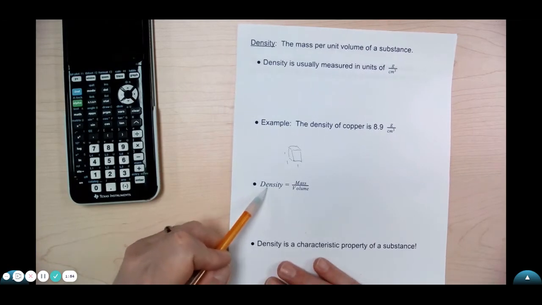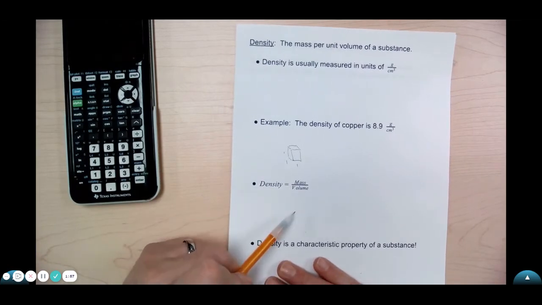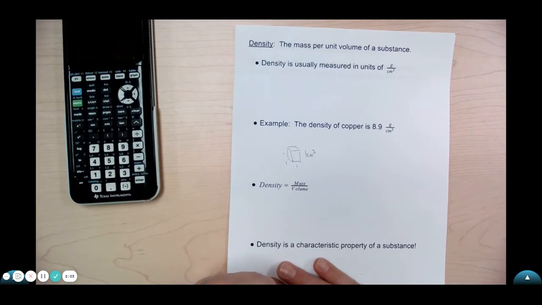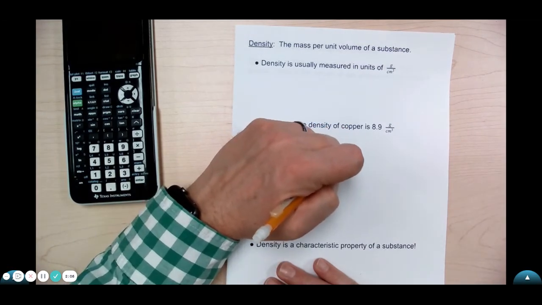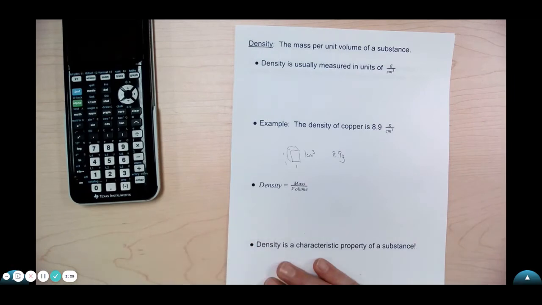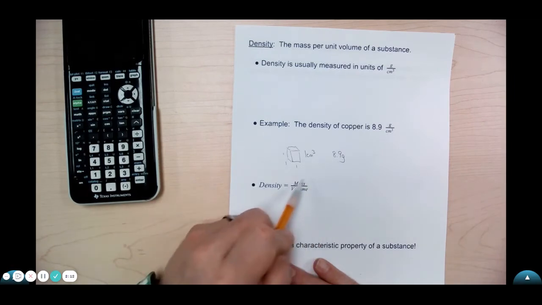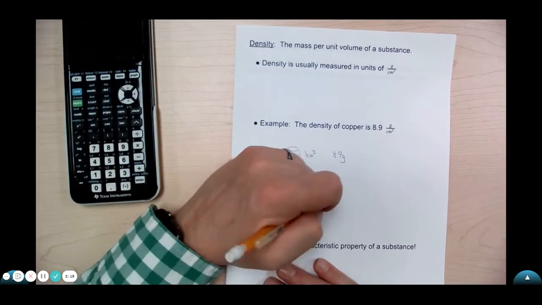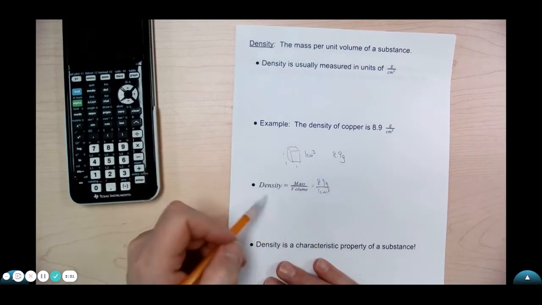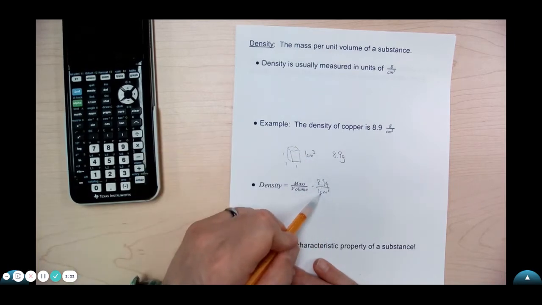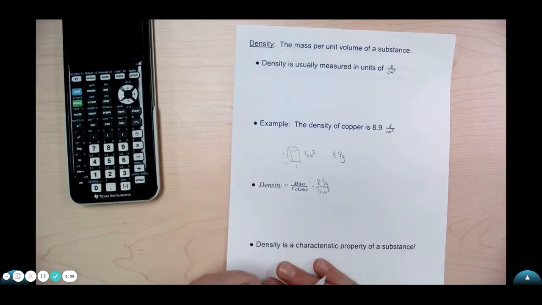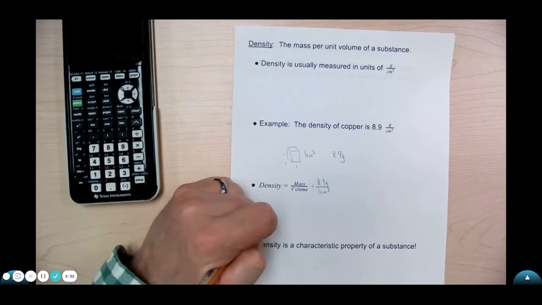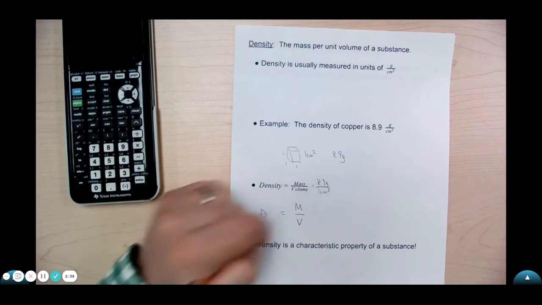Figuring out something's density is as simple as dividing its mass by its volume. So, go back to our example here. If I had a 1 cubic centimeter chunk of copper, it would have a mass of 8.9 grams if I put it on an electronic balance. So its density would be 8.9 grams, that's the mass, divided by 1 cubic centimeter. So we would say its density is 8.9 grams per cubic centimeter, or 8.9 grams for every cubic centimeter. Usually, instead of writing the words out, you see D equals M over V. That's usually how you see it written.